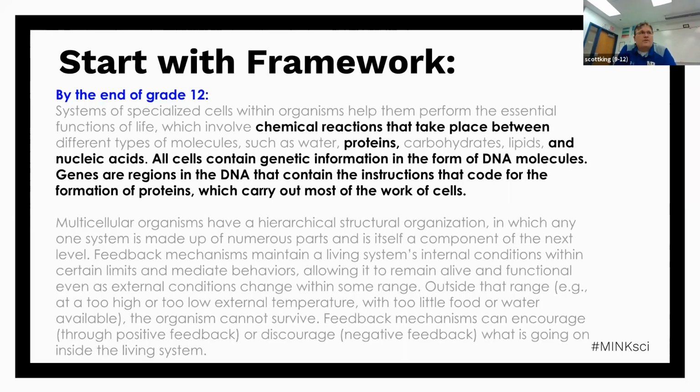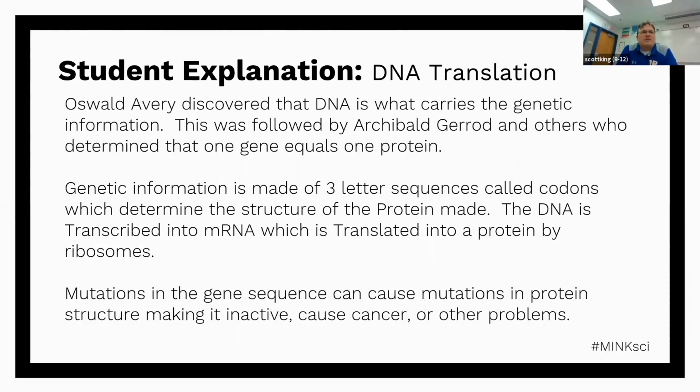We're going to start with the framework. So for LS1-1, by the end of 12th grade, this is what they're expected to know. Now, I can't cover all of that in one unit. There's a lot of information in here. So I looked at the sections I might cover in one unit, and I put those in the bold here in the black. That chemical reactions take place between proteins and nucleic acids, and all cells contain genetic information in the form of DNA molecules. Genes are just regions in the DNA that contain instructions to code for the formation of proteins, which carry out most of the work of cells. Starting from there, I need to come up with a student explanation.